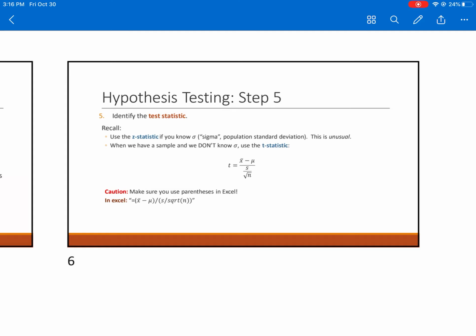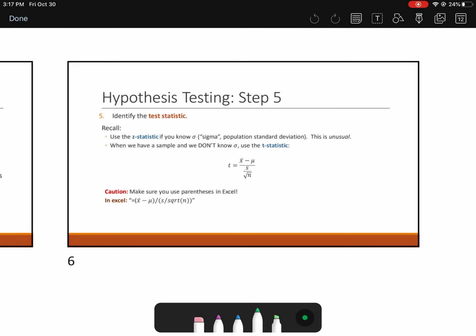Okay, step 5, this was where we identify the test statistic. If you recall, we would use a Z statistic if you know sigma. That's the population standard deviation. Again, that is extremely unusual that we would be using it. We typically always use our T statistic. And again, that means if we don't know sigma, that's when we use that T statistic.